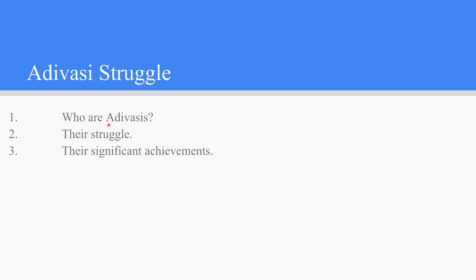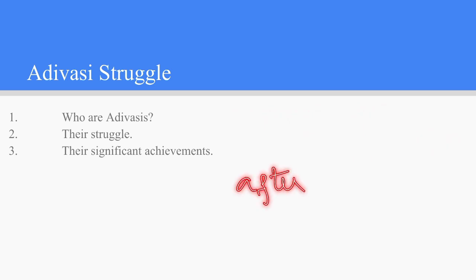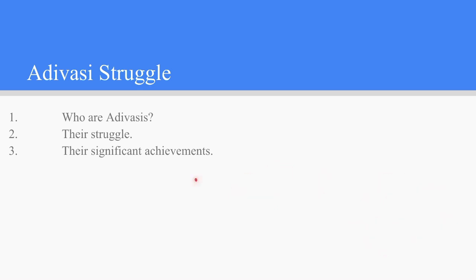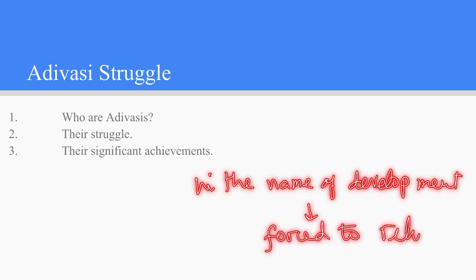Remember, the Adivasis did not have any concept of ownership of land, and this seemed to be a problem as after independence, again the Adivasis were displaced, this time in the name of development. Their forest and their habitat was acquired for building dams and for mining purposes. Their forests were exploited for natural resources, and the Adivasis were made to vacate the land without any appropriate compensation or without any proper rehabilitation setup. And this was done on the justification of national development and economic growth.